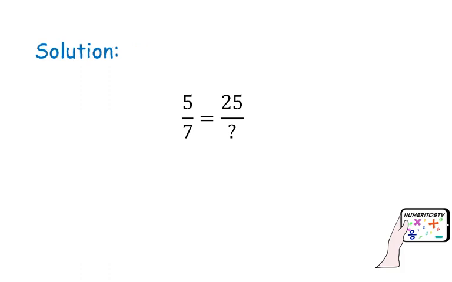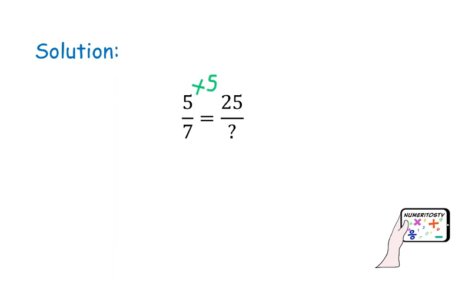So, 5 times what will give you 25? Think of the multiples of 5. How can we convert that numerator to that 25? So if you multiply times 5, you will get that 25.